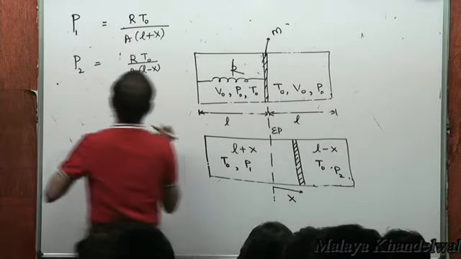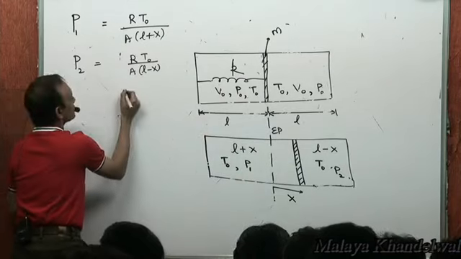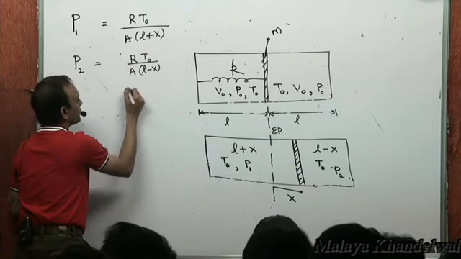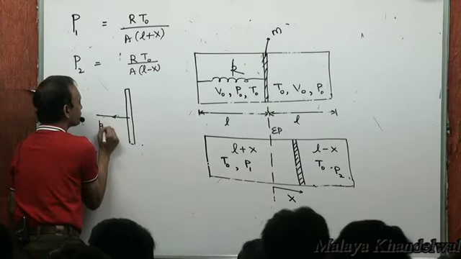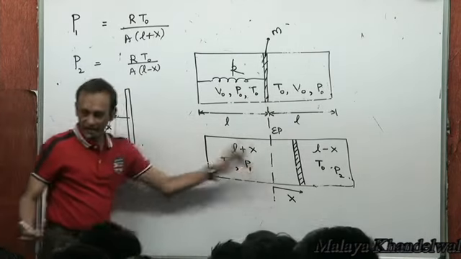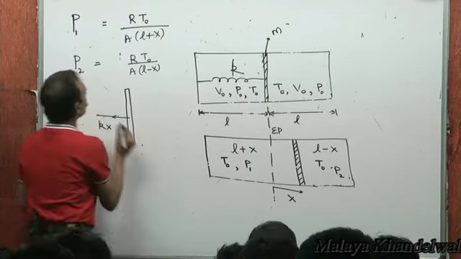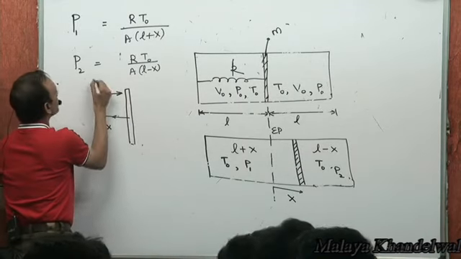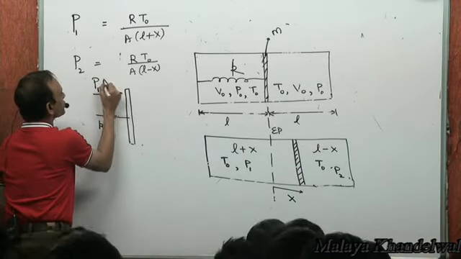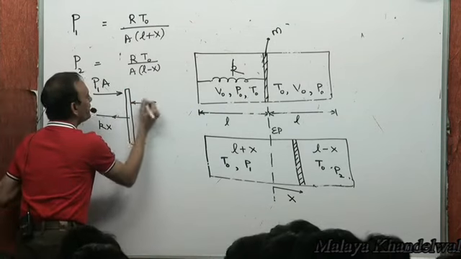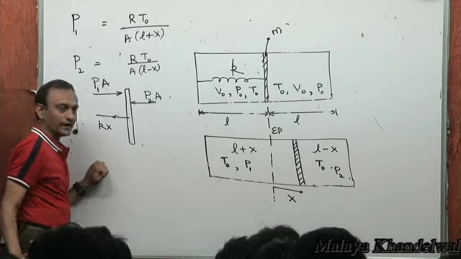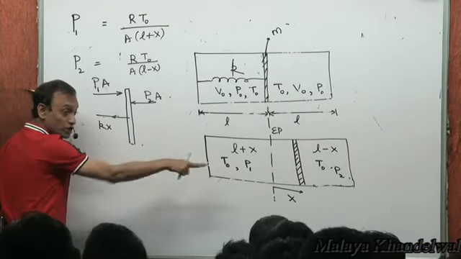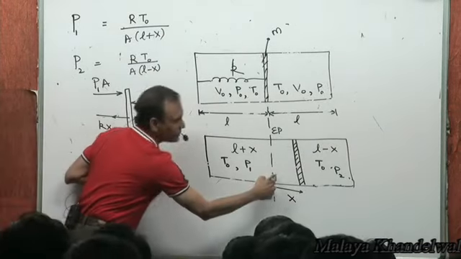For the piston then, the free body diagram: there is spring force Kx leftwards, and then there is P1A to the right because of the left chamber, and P2A to the left because of the right chamber, when it has got displaced by an amount x from the equilibrium position.